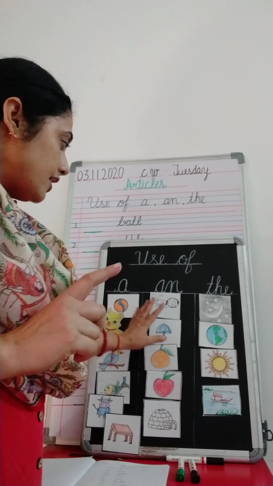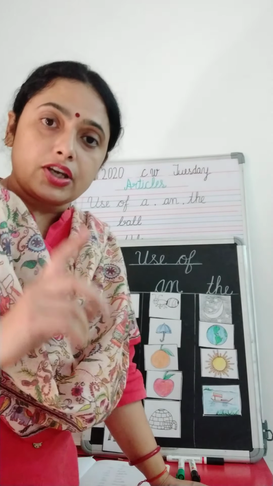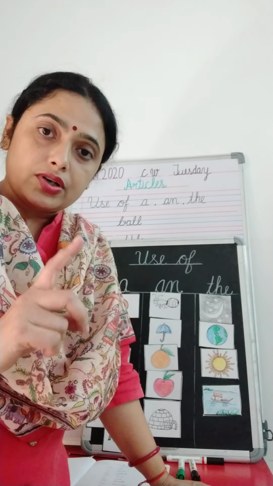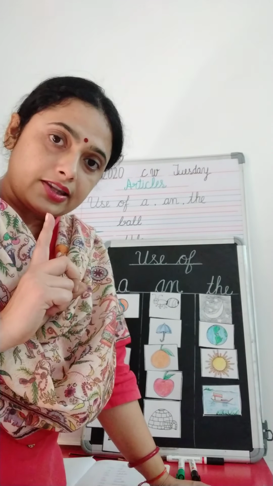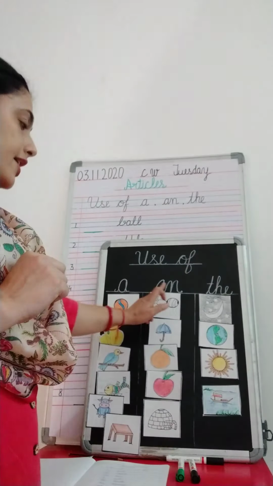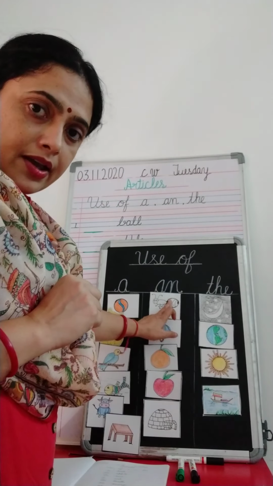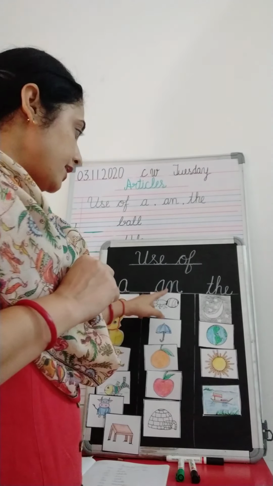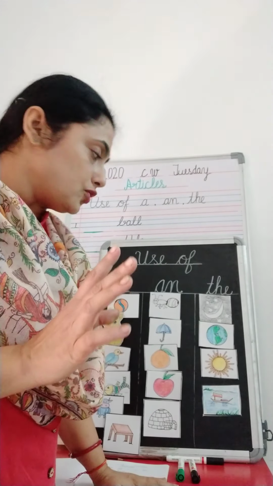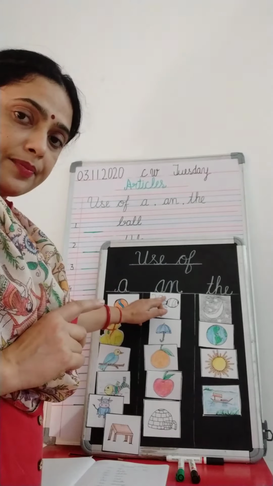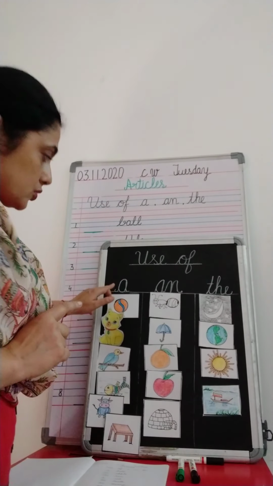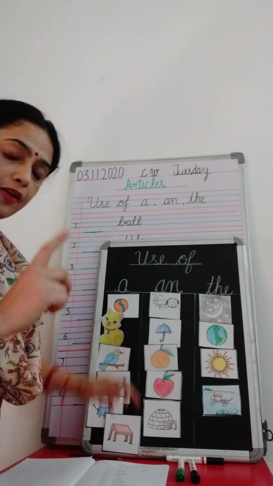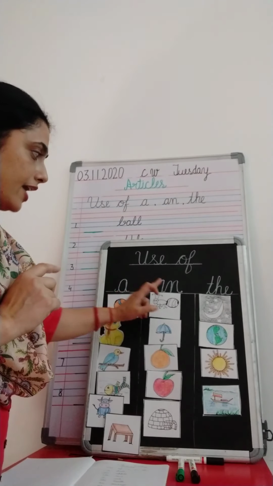And a and an we use before singular noun, before singular things. If we have only one thing, we will use a and an. Okay? What will we use if we have only one thing? We will use a and an. And before vowels we will use an, and before consonant we will use a.